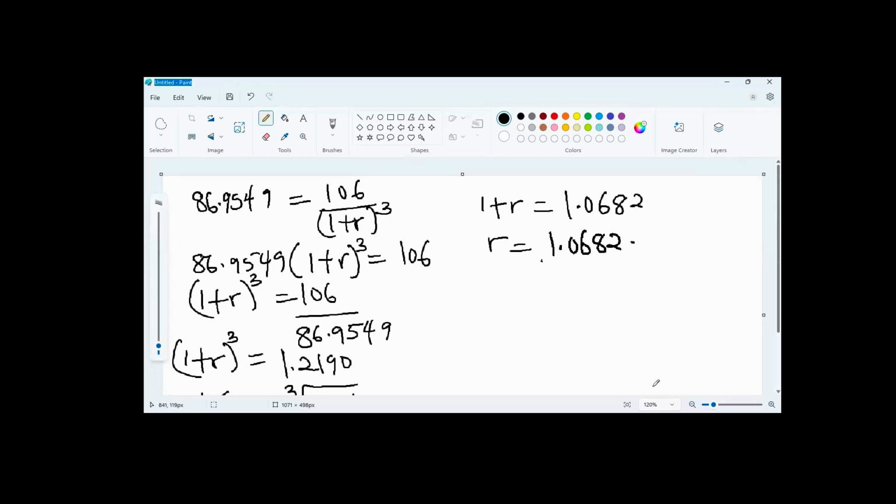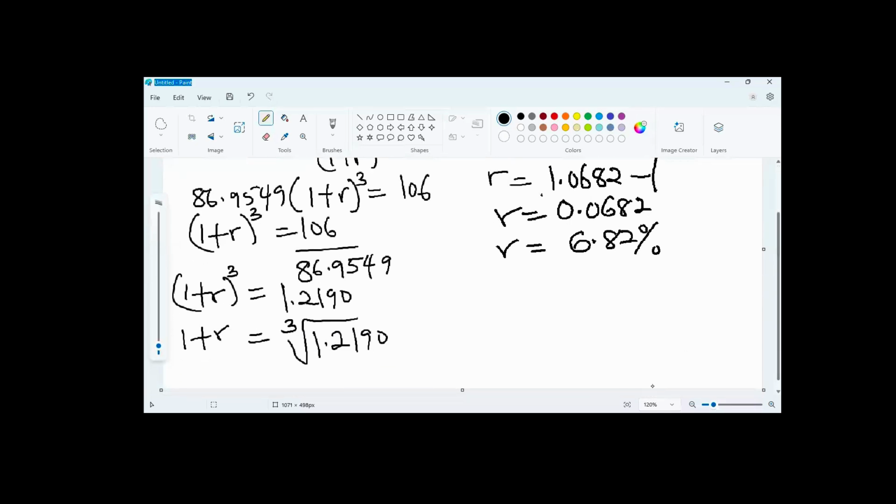1.0682 minus 1. My R is equal to 0.0682. My R in percentage is 6.82%. You have got the spot rates for year 1, year 2, year 3. Summary. I want to do the summary now.